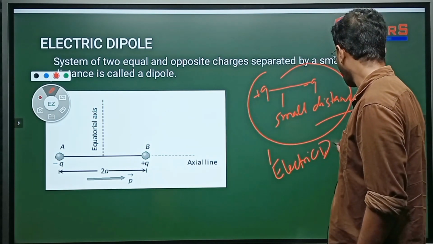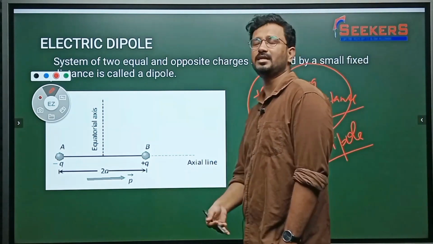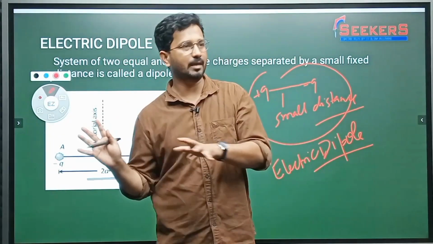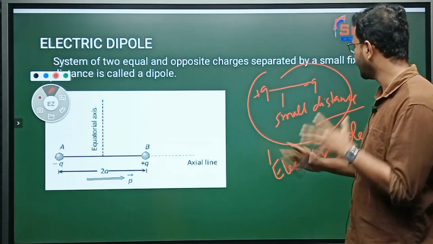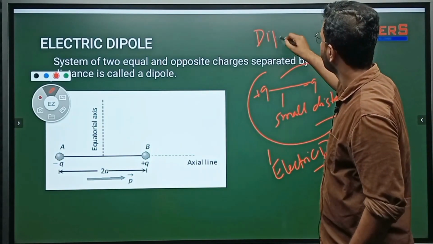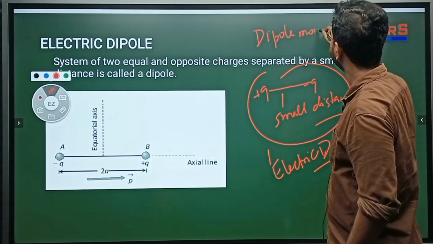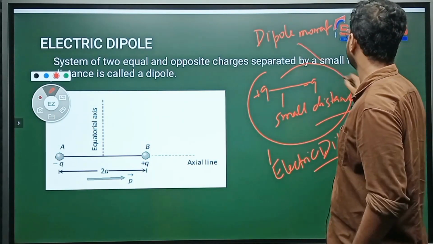Electric dipole. Dipole moment is a different thing. This is an electric dipole: two charges of opposite polarity separated by a small distance. But we have another term called dipole moment. So dipole moment is a different thing. Dipole moment is basically a vector quantity.